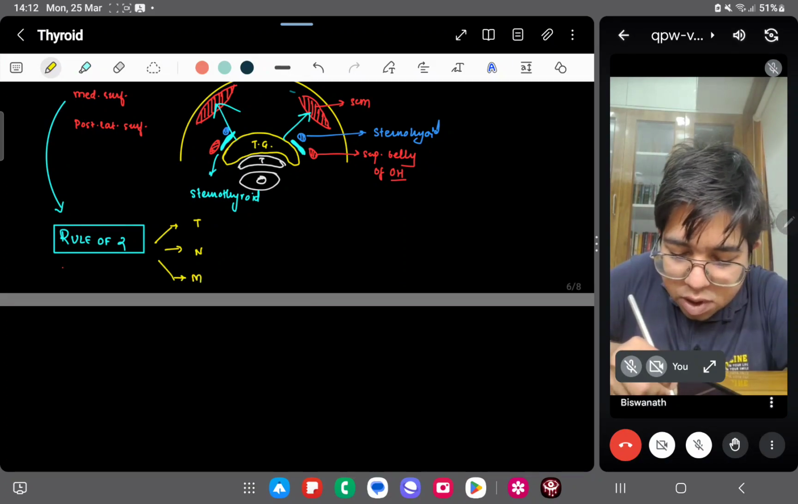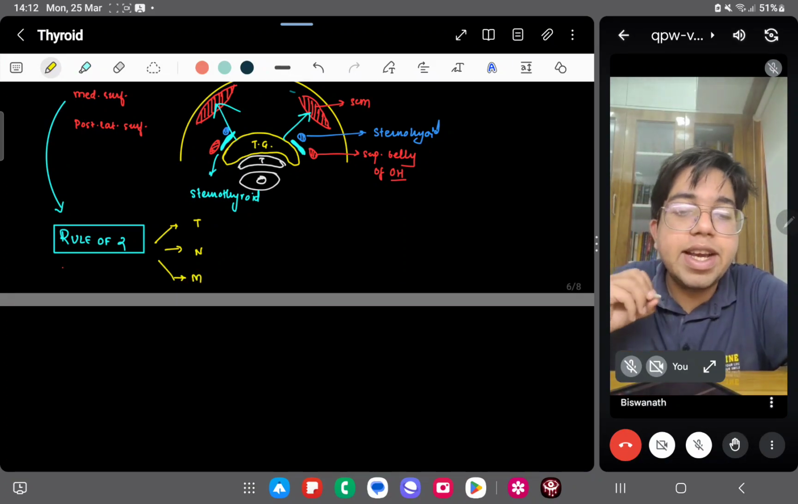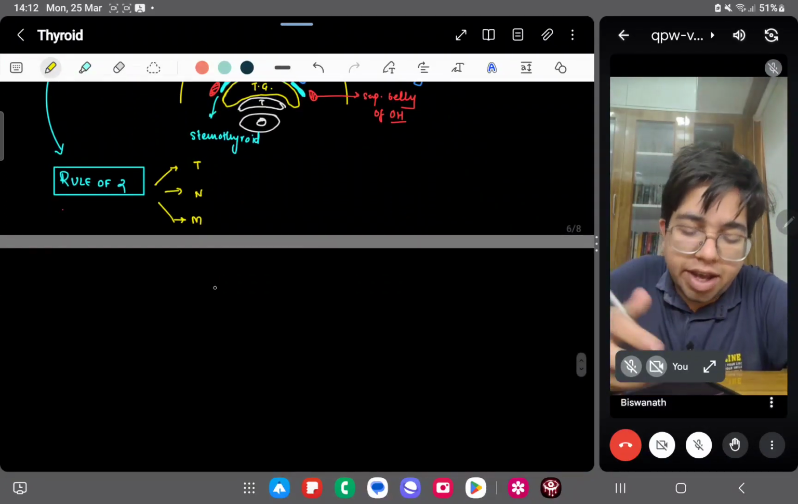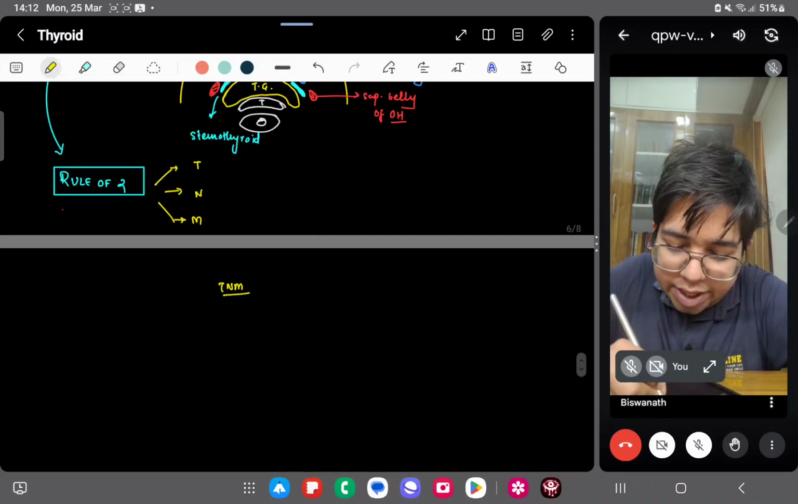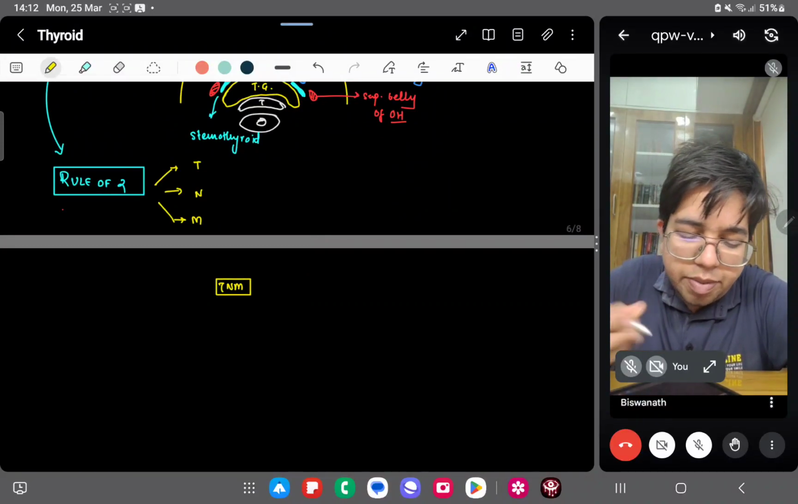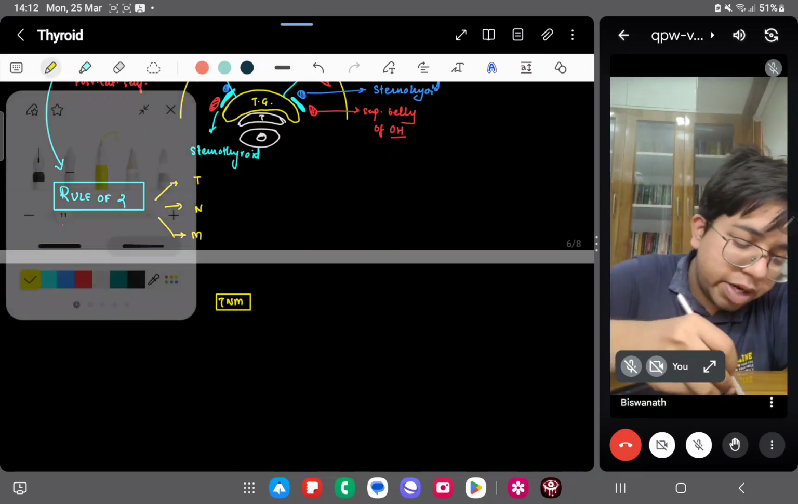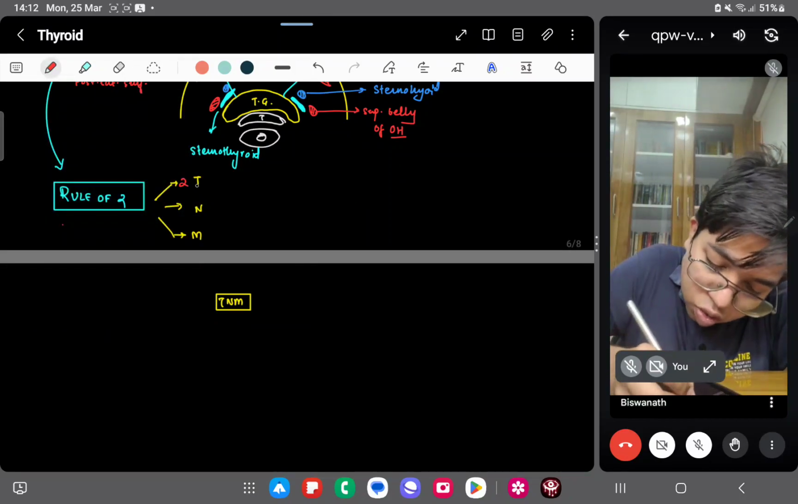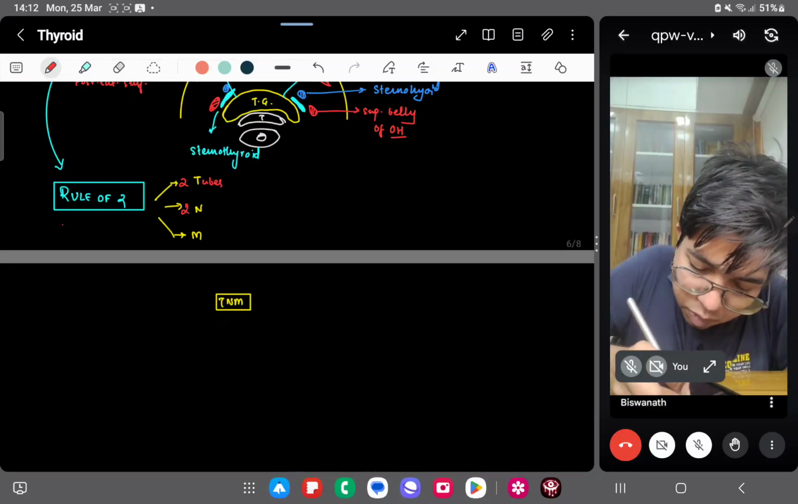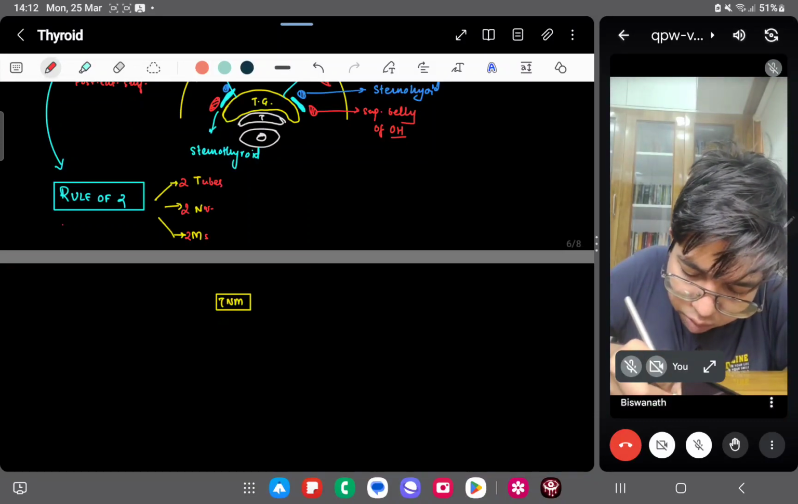TNM. Actually, TNM is a grading system which is used in surgery. Okay, TNM grading is a grading in surgery. So you can just remember this is not related to surgery in any aspect, but you can just use it to remember TNM. What is TNM? Two tubes, two nerves, two muscles.